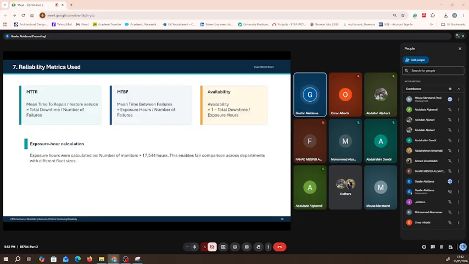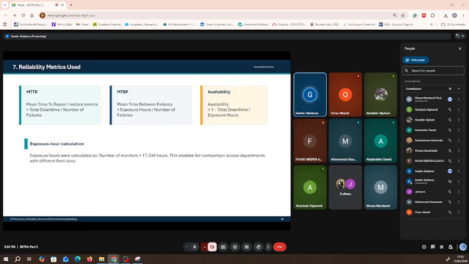So what about the reliability metrics used? This slide defines the main quantitative metrics used in the analysis. MTTR means mean time to repair or restore service. It was calculated as total downtime divided by the number of failures. In this project, MTTR reflects how long it takes on average to return the equipment or monitoring function to service after a failure event. MTBF means mean time between failures.